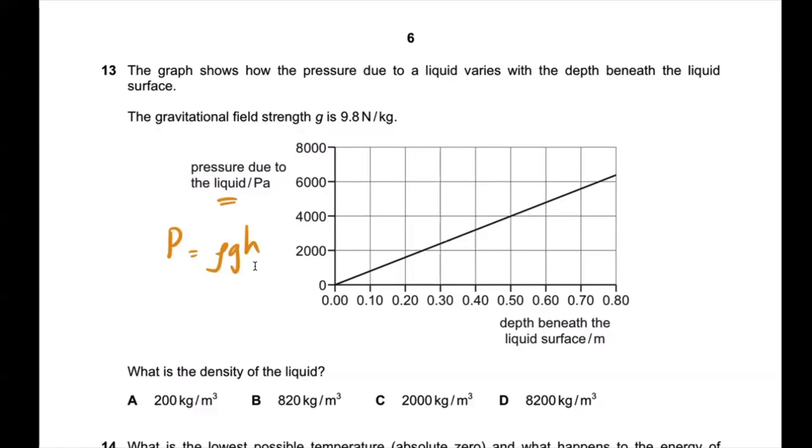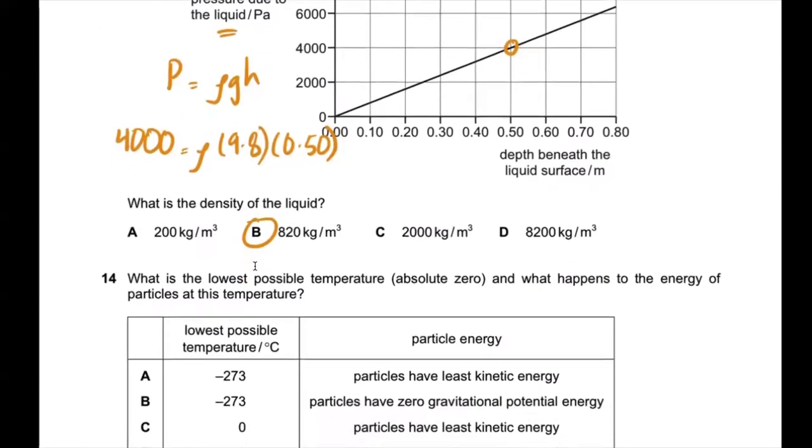So here we see we have this value, which seems to be right on point. So this is 4,000. Density is what we need to find out. G is 9.8 and the depth beneath the surface at this point is 0.5. So you just divide it here. So 4,000 over 9.8 times 0.5, and that turns out to be 816. So 820 corrected to us. All right, let's go on to another one now.